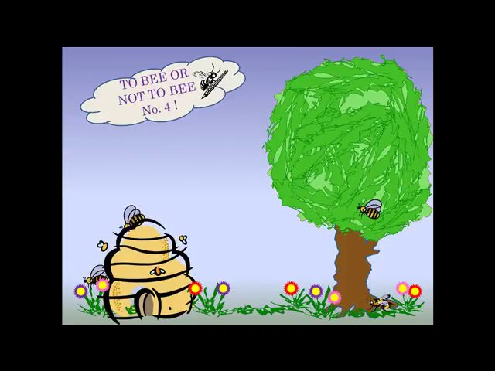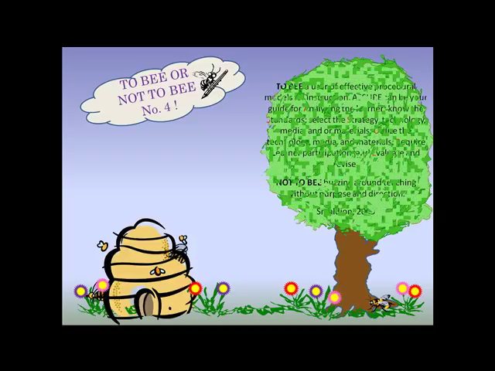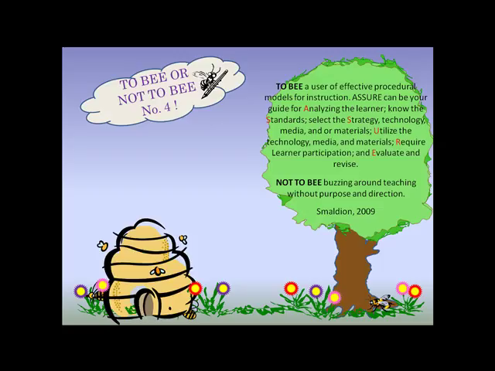To be or not to be. Number 4. To be a user of effective procedural models for instruction. ASSURE can be your guide for analyzing the learner, stating the standards, selecting the strategy and the technology, the media and the materials, utilizing the technology, media, and materials, requiring learner participation, and evaluation and revision. Not to be buzzing around teaching without purpose or direction.